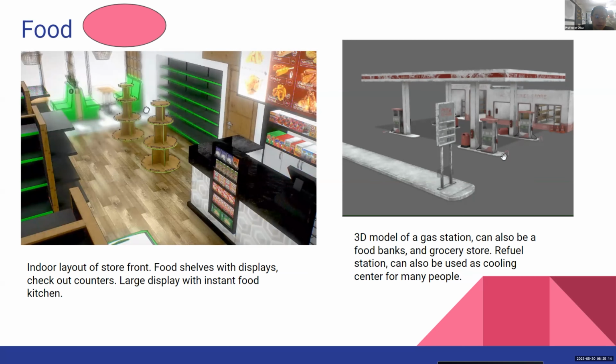I also put on food: an indoor layout of a storefront, food shelves with displays, checkout counters, large displays with instant food kitchen. So as you can see, this might be like a kitchen, 7-Eleven for example, Circle K, I don't know, maybe a Subway for healthy food environments. I also put a 3D model of a gas station that can also be a food bank, grocery store, a refueling station. It can also be used as a cooling center for many people.